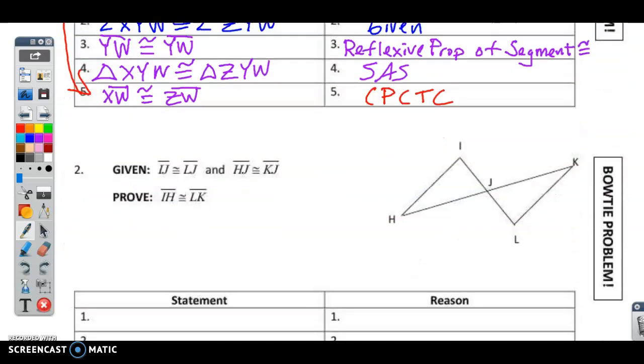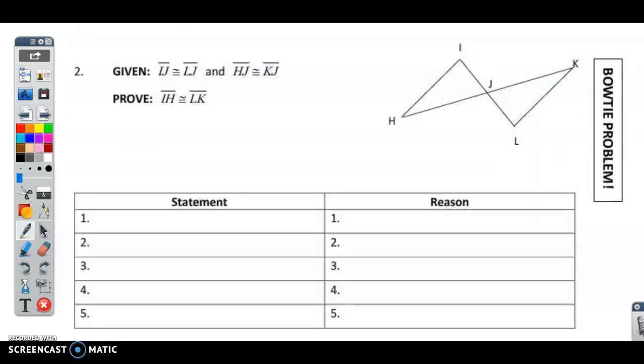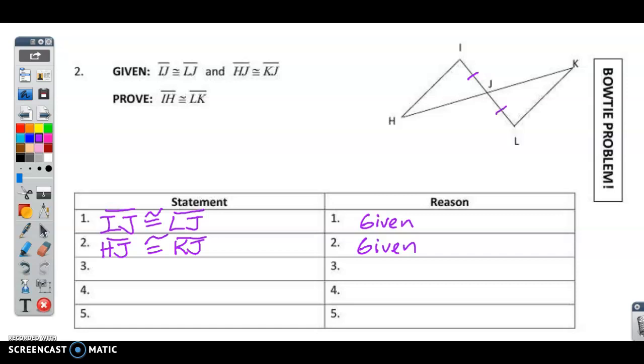Let's move on. Let's look at the second proof here. It's the bow tie problem. First and second piece of information, go ahead and write them in as given. As you're writing that in, I'm going to go ahead and mark my diagram. IJ is congruent to LJ, and HJ is congruent to KJ.